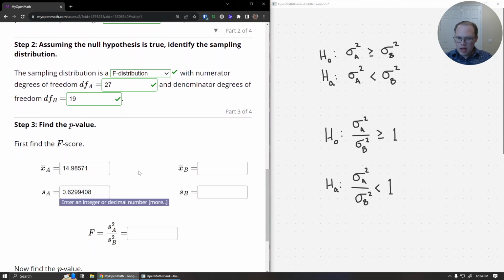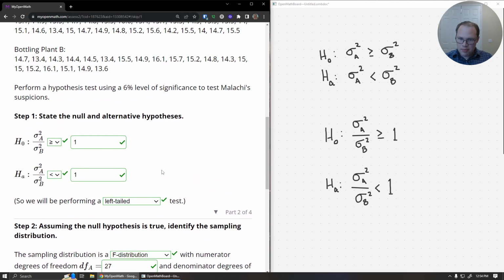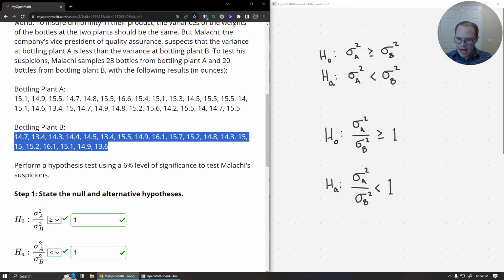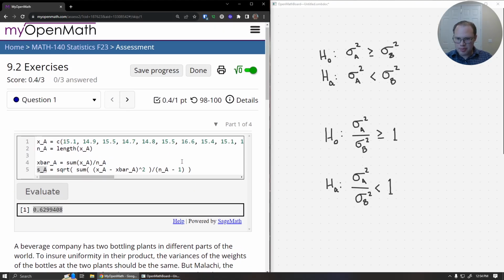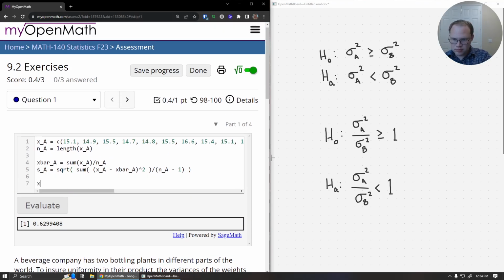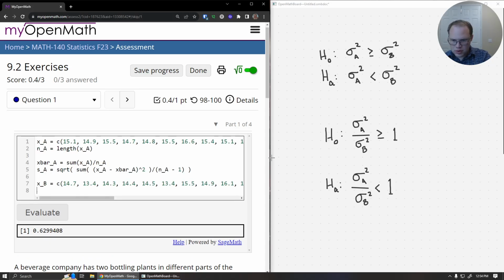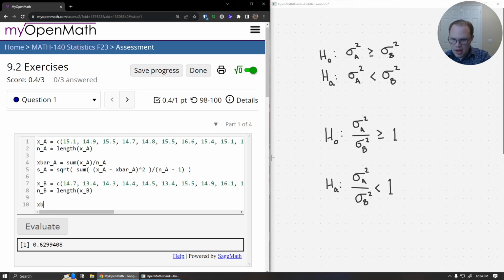Now I'm going to do the same thing with sample B. I'm going to move a little faster this time. So grab all the data from sample B, put it in a list, count how many there are, and then get the mean. I'm just going to add up all the data and divide by how many there are.